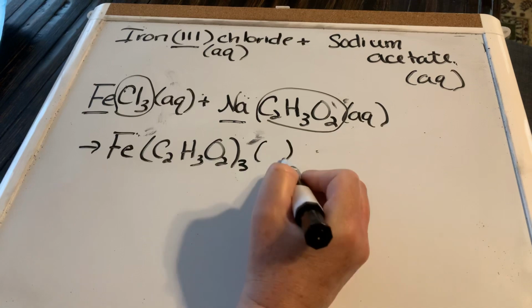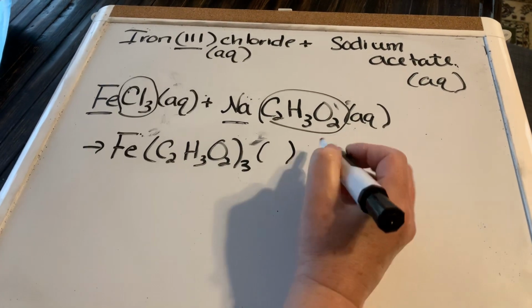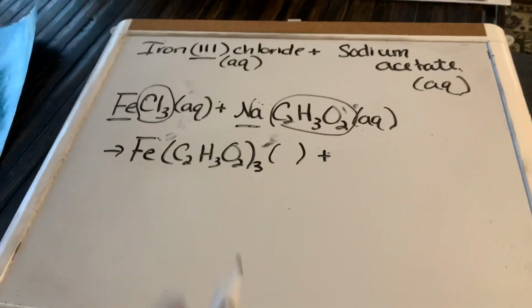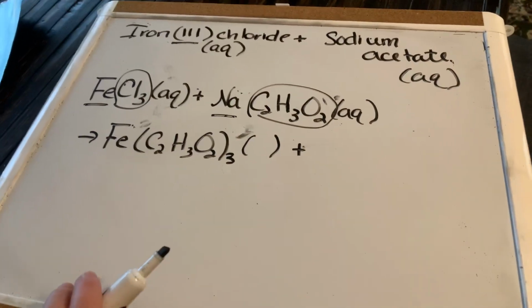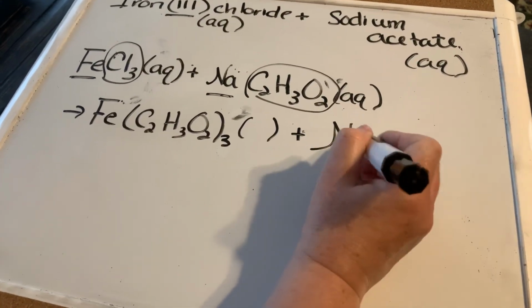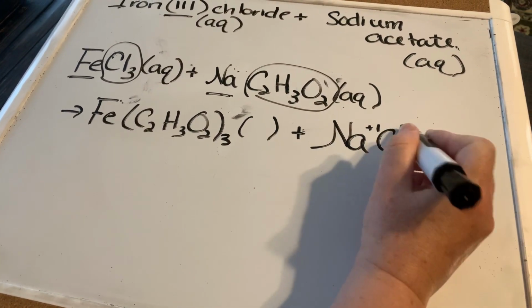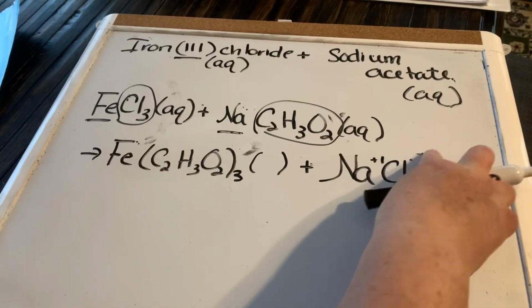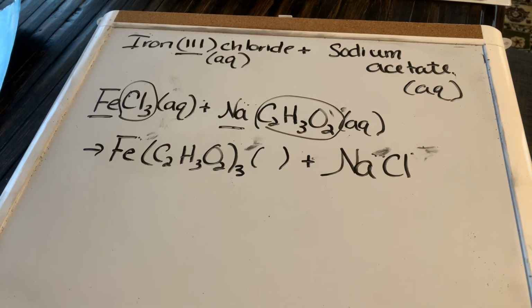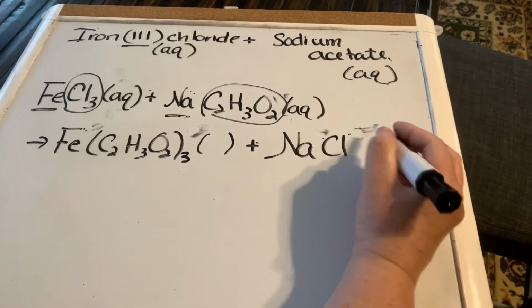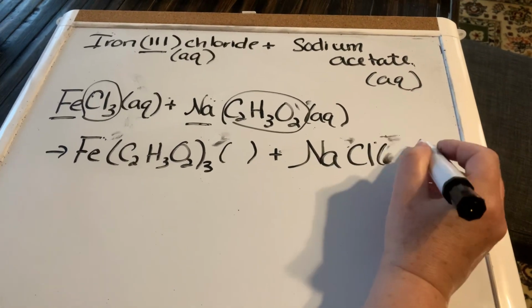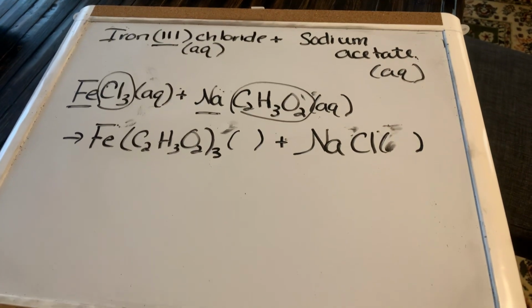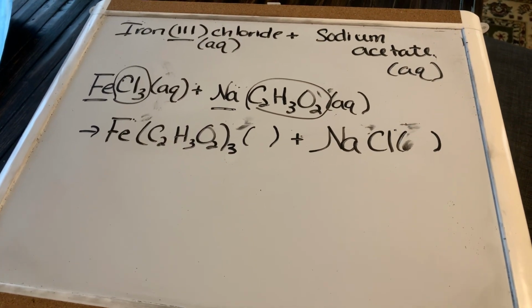We're going to leave our little parenthesis there because we're going to come back to that. Plus, Na goes with Cl. Na is plus 1. Cl is minus 1. When you cross your signs and drop them down, you just get NaCl. Okay? And again, we're going to leave that open. Okay? So let's see if we have a reaction.